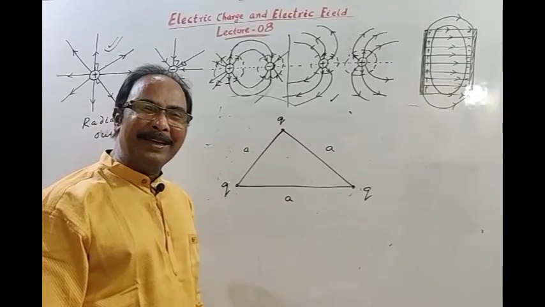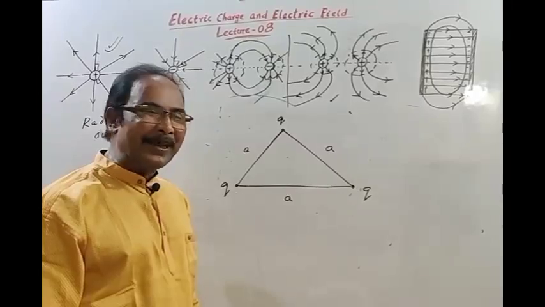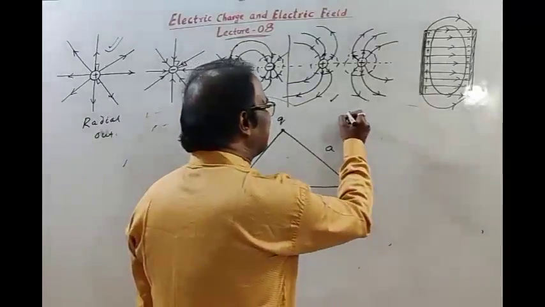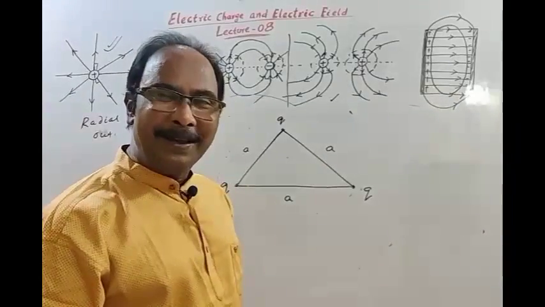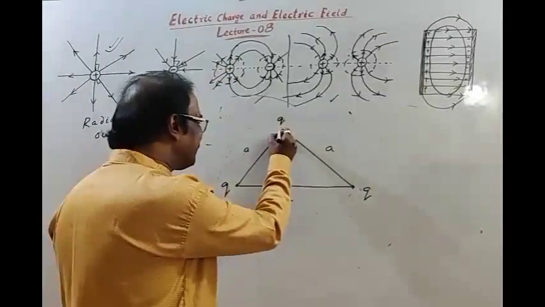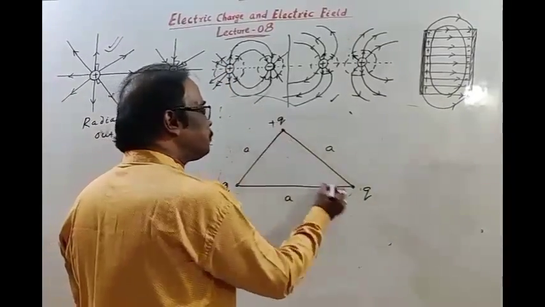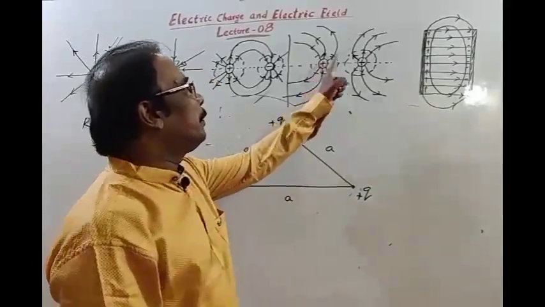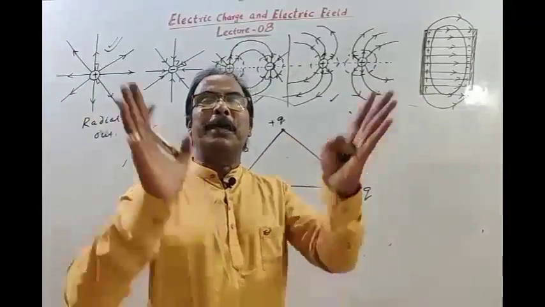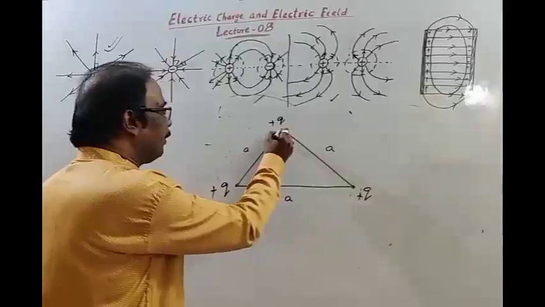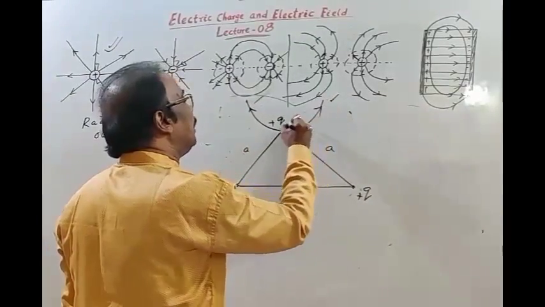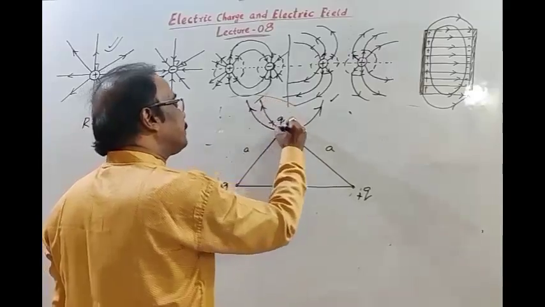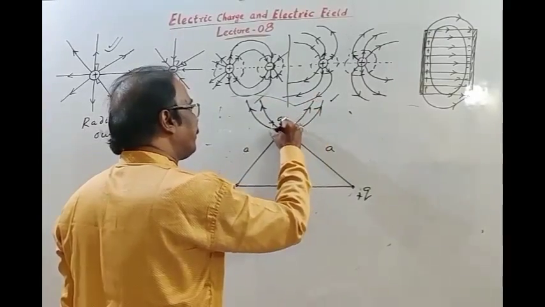How can we represent the electric field lines? As we have discussed, the number of electric field lines is directly proportional to the magnitude of charge. So for this, this is positive, this is positive, this is positive. Between positive charges, lines of force will repel each other. So here the lines of force will be like this, 1, 2, symmetric, 3, 4.